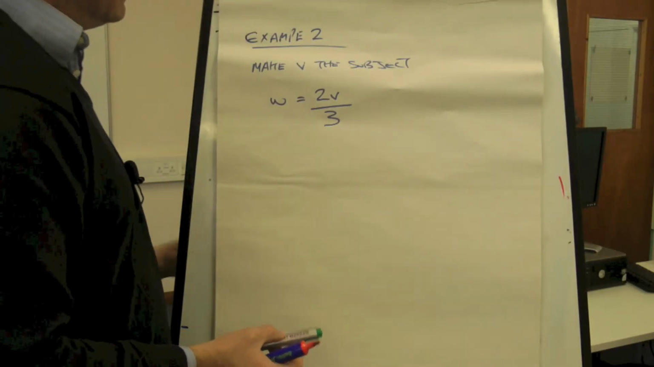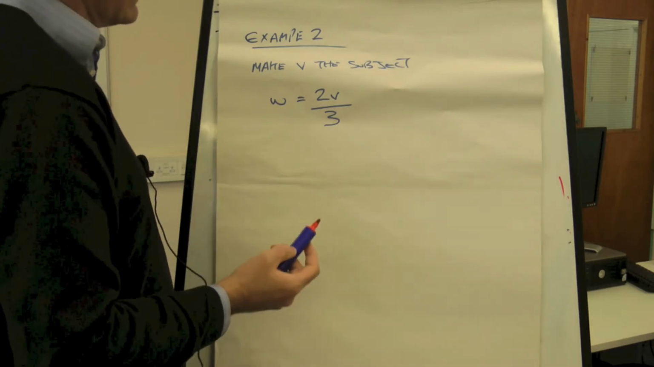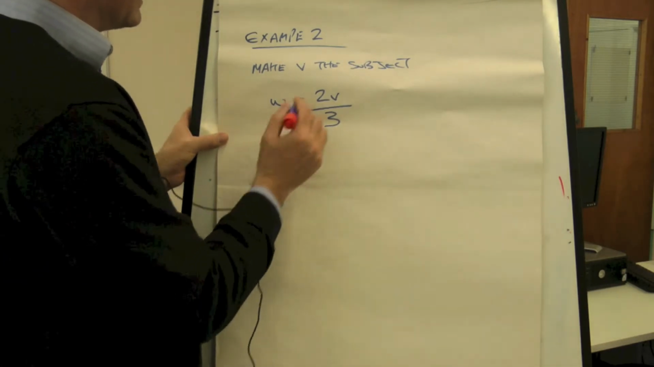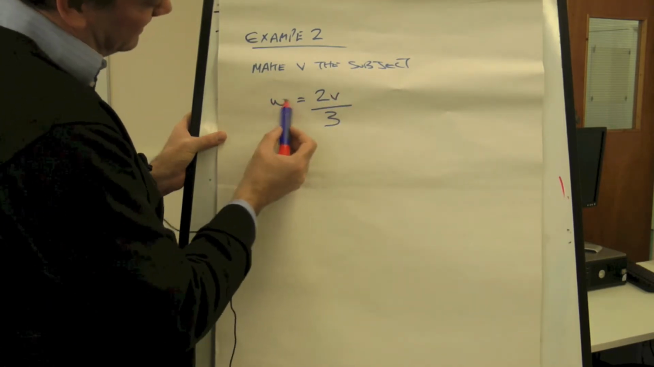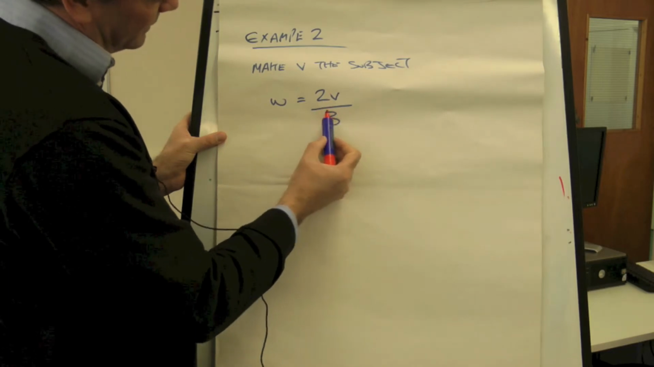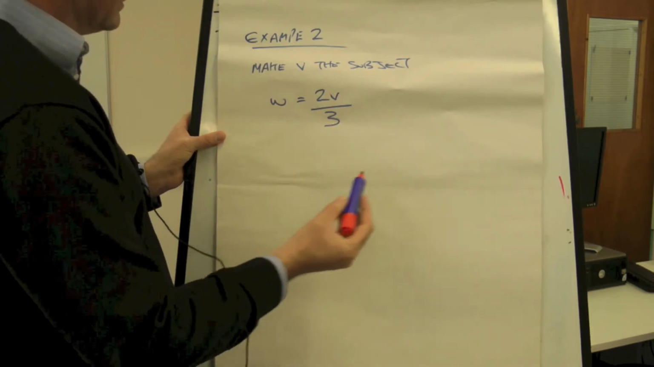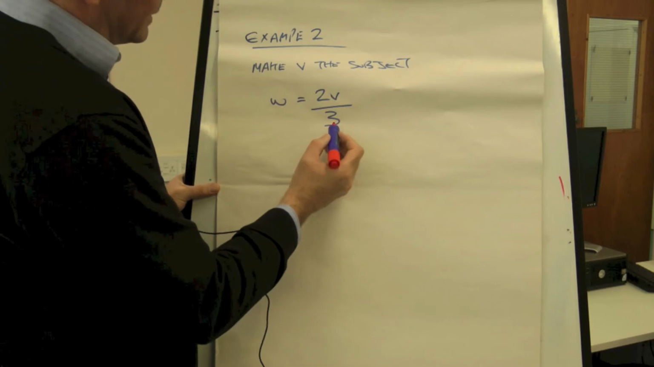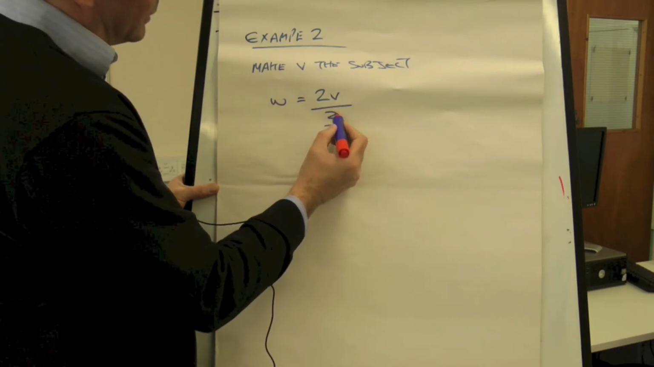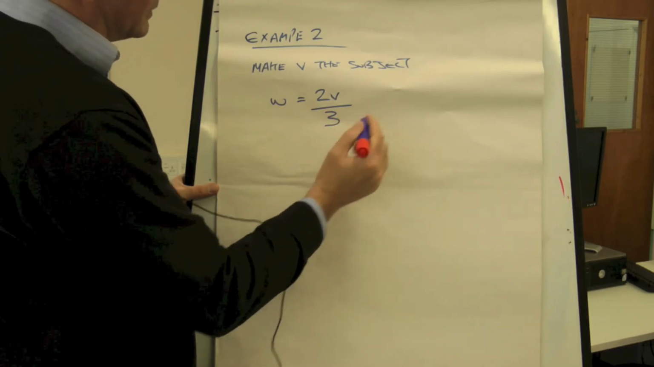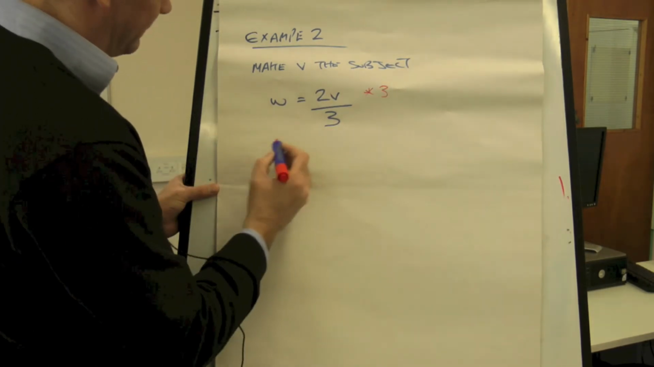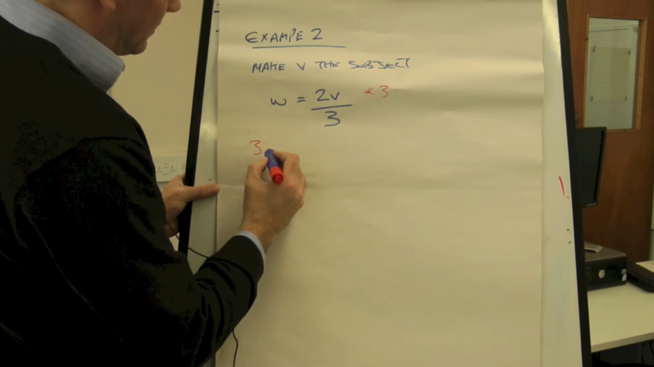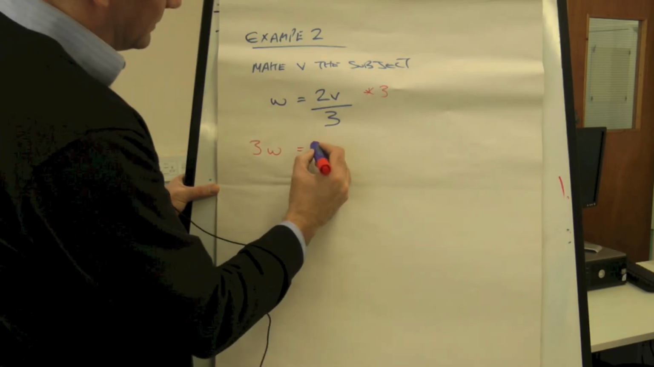So here's another example. It doesn't have to be x and y, so these are different letters. This time I want v to be the subject. Here I can see that w equals 2 times v divided by 3. If I want to rearrange that to make v the subject, firstly, let's get the divided by 3 out of the way. If it's divided by 3, I can counterbalance that by multiplying both sides by 3. So that gives me 3w equals 2v.